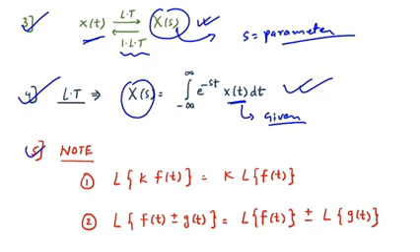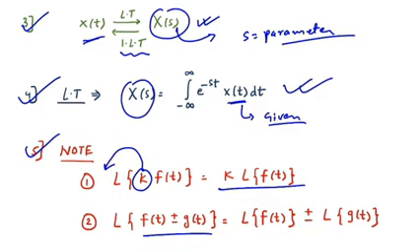But there are some notes you should keep in mind while solving the Laplace transform. The very first point is, if a constant is multiplied to a function, you can take that constant outside. So it would be k into Laplace of f of t. Or sometimes two functions are added or two functions are subtracted, right? If that is the case, then you can split it into Laplace of f of t plus or minus Laplace of g of t.